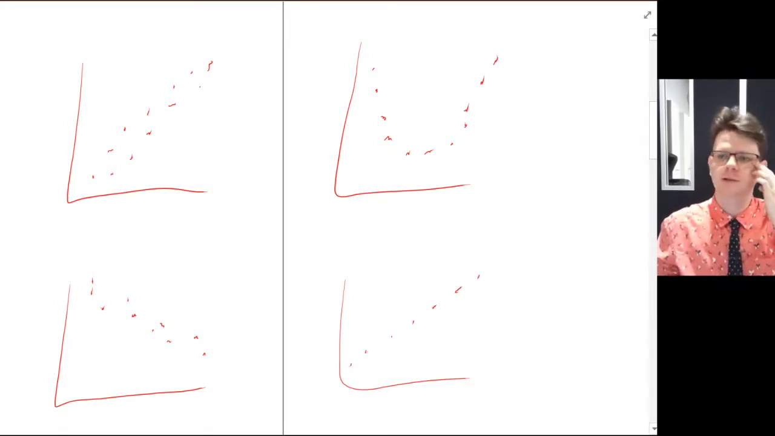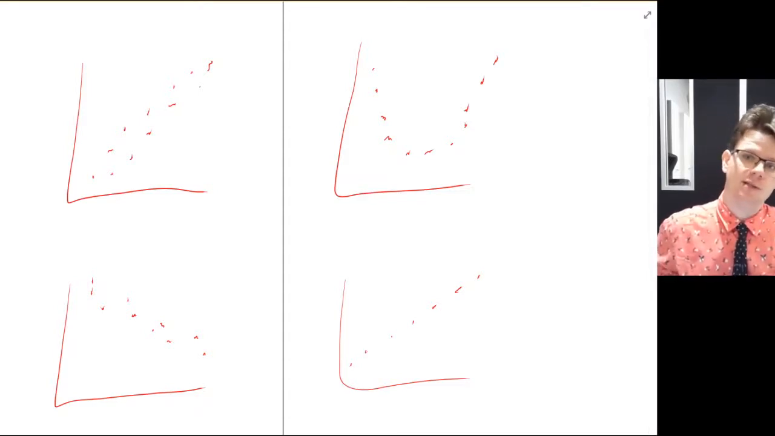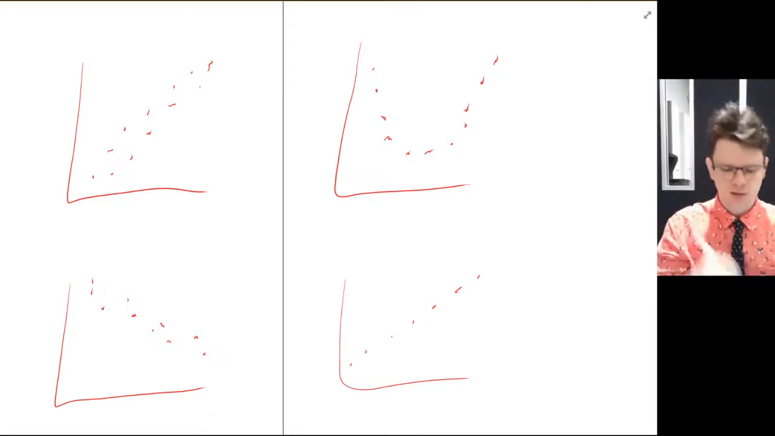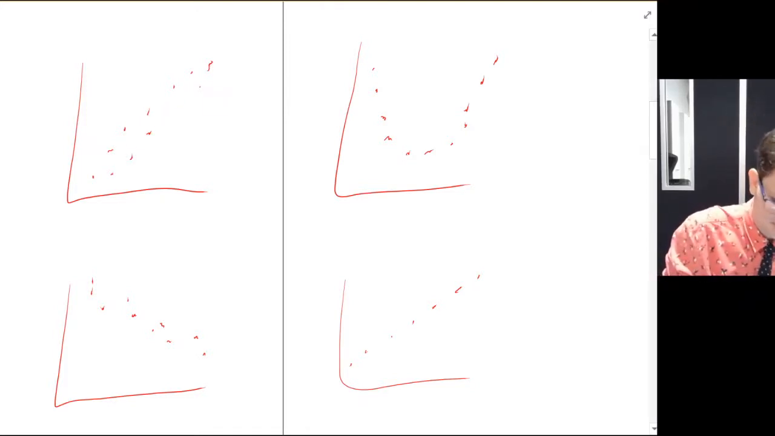Alright, so let's have a look at these ones. Which ones are linear and which ones are not linear, and which ones are positive and which ones are negative? So let's look at this first one. It looks pretty linear to me, and I'd agree. It is linear.